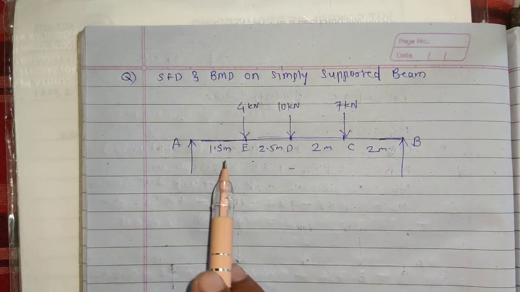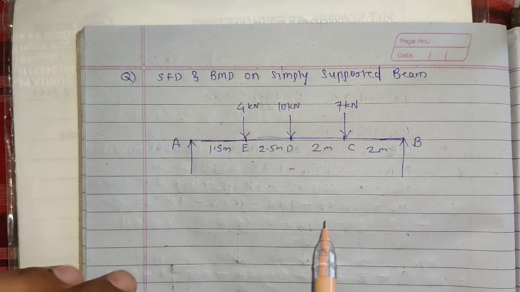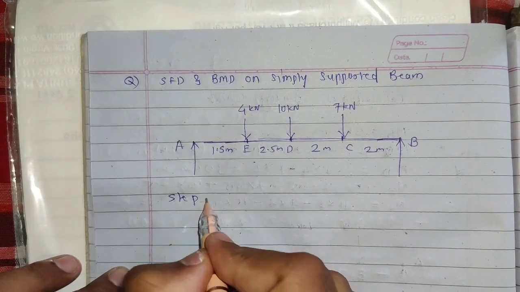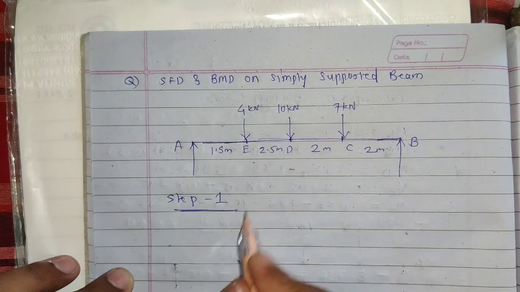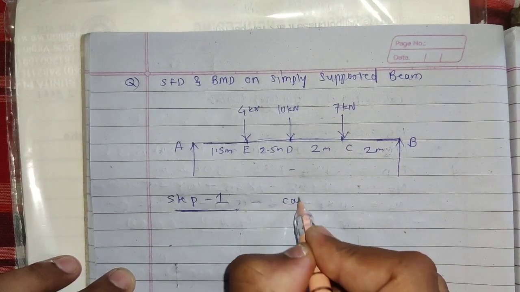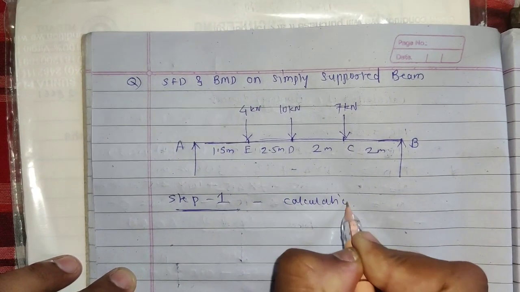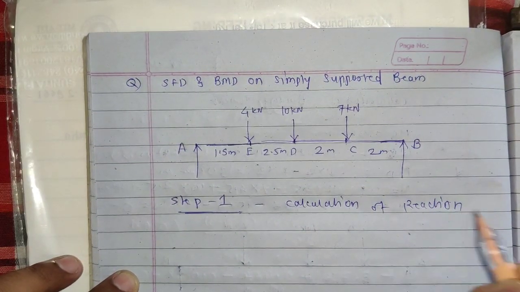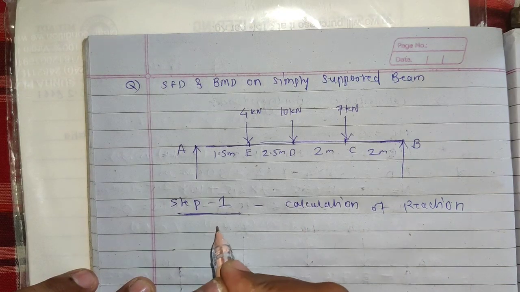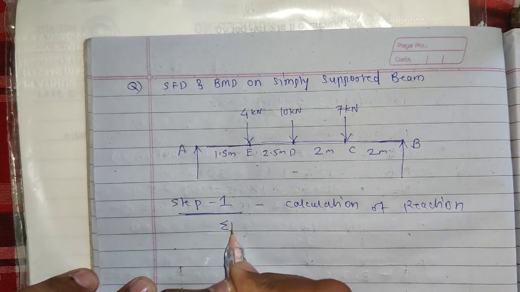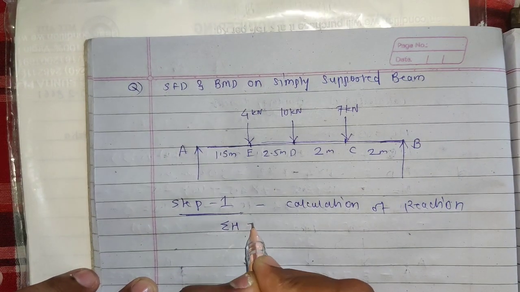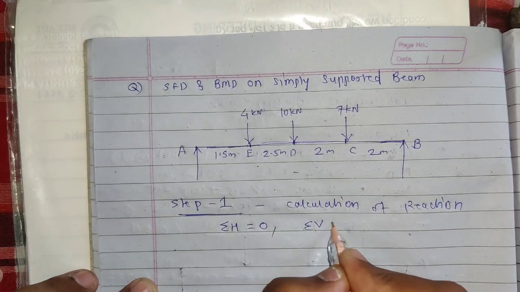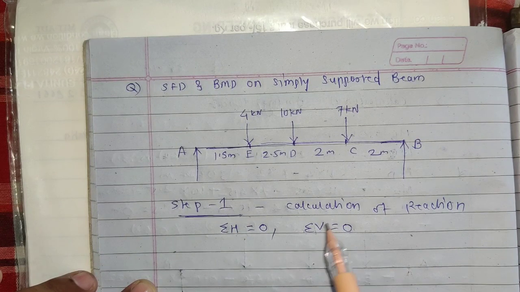So while calculating SFD and BMD, the first step is calculation of reaction. In that, what we take is the summation of horizontal force is 0 and the summation of vertical force is 0.